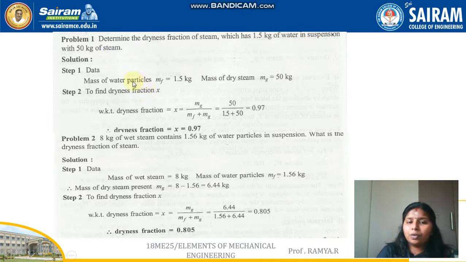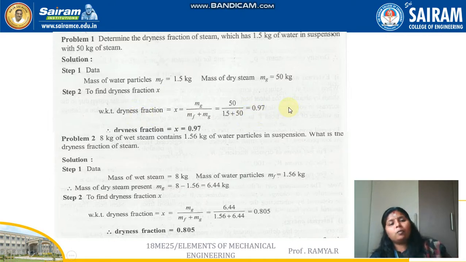So what we have here is the mass of water particles, that is mf, which is 1.5 kg, and the mass of dry steam, that is mg, 50 kg. We know the formula for dryness fraction is mg by mf plus mg. When we substitute all these values, we get the dryness fraction as 0.97, which means it is a wet steam. For a wet steam only, the dryness fraction will be less than 1.